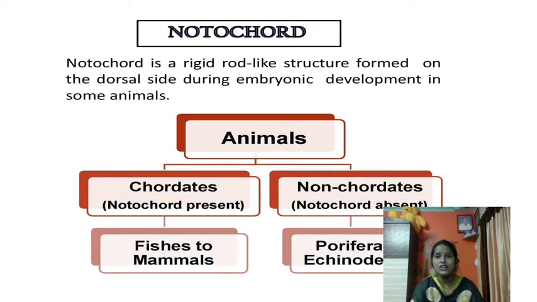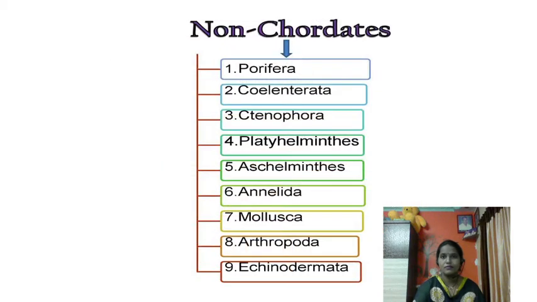Notochord is a rigid rod-like structure formed on the dorsal side during embryonic development in some animals, and accordingly animals are classified as chordate and non-chordate. Non-chordates are further divided into 10 major phyla: Porifera, Coelenterata, Ctenophora, Platyhelminthes, Aschelminthes, Annelida, Mollusca, Arthropoda, Echinodermata and Hemichordata. Hemichordata is the connecting link between chordates and non-chordates.